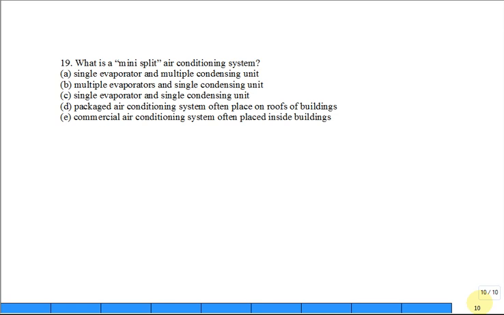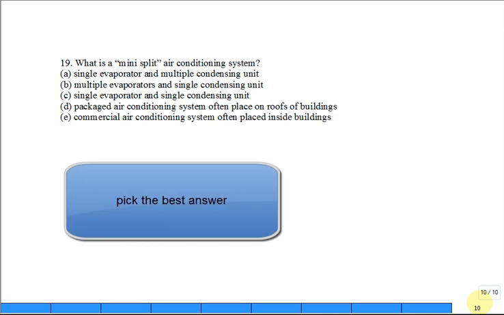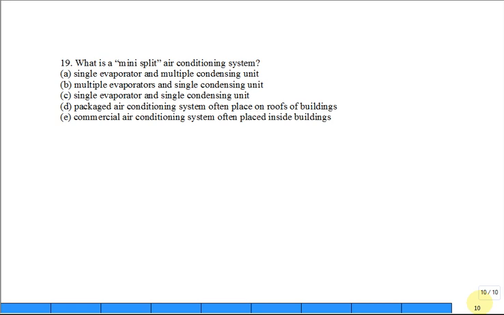What is a mini-split air conditioning system? Is it saying that it has a single evaporator and multiple condensing units? Does it have multiple evaporators and a single condensing unit? A single evaporator and a single condensing unit? Is it a packaged air conditioning system often placed on roofs of buildings? Or is it a commercial air conditioning system often placed inside of buildings?